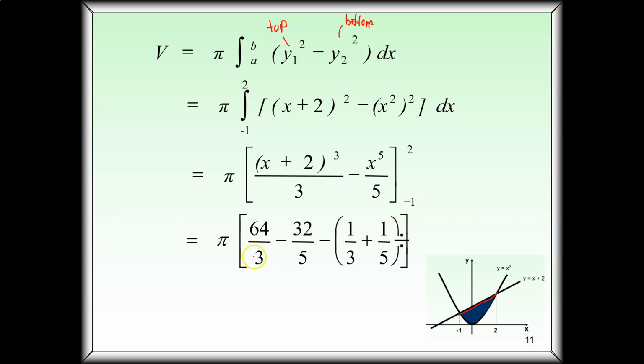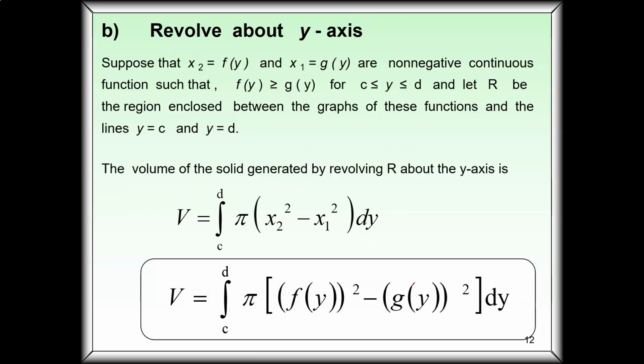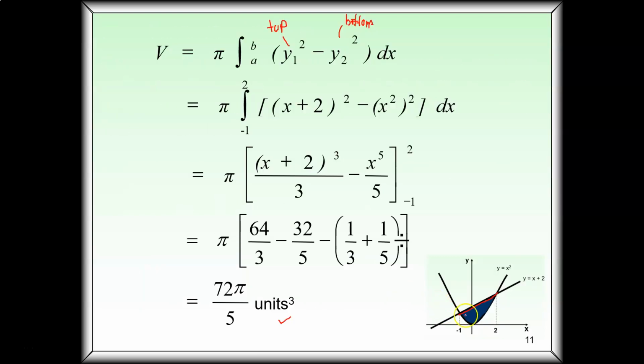So you have like this lah. Bila you key in dalam calculator, at the end you will get the answer as 72 over 5 pi unit cube. Don't forget to put your unit over here. Unit cube. Okay, that one is when you have revolve around the x-axis. Kita putarkan dia sekeliling x-axis.